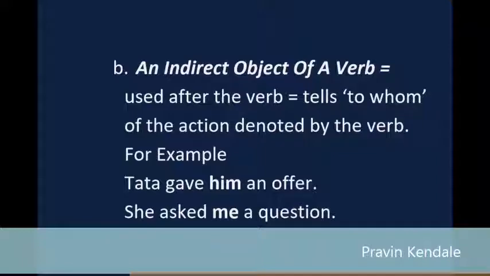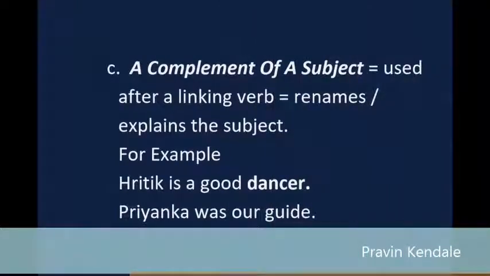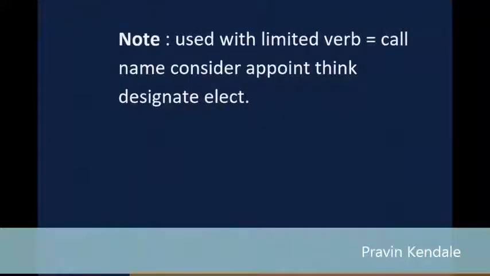C, a complement of a subject: used after a linking verb, renames or explains the subject. For example, Hridik is a good dancer. Priyanka was our guide. D, a complement of an object: used after a direct object, renames or explains the object. For example, people named him an expert. Note: used with limited verbs: call, name, consider, appoint, think, designate, elect.